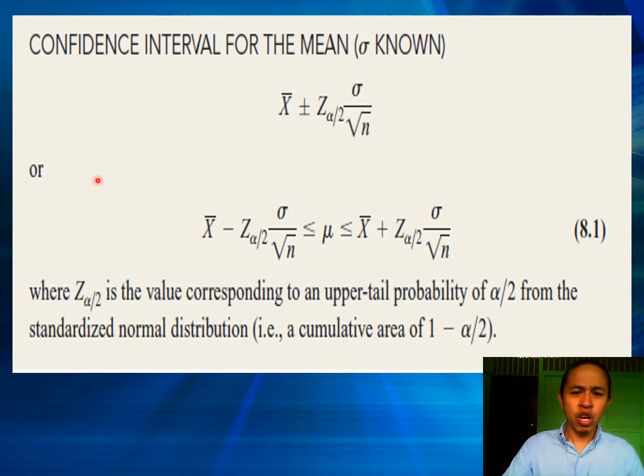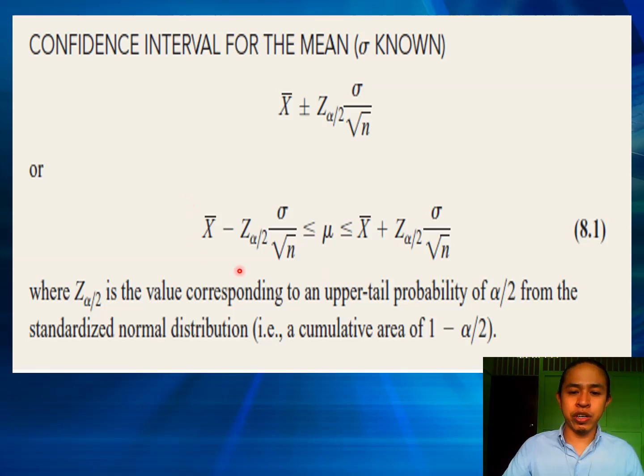Or to make it more specific, we have the sample mean minus, we start with the minus because that pertains to the lower tail, the z value of alpha divided by 2 times the standard deviation divided by the square root of n, is less than or equal to the population mean, and the population mean is less than or equal to the sample mean plus the z value of alpha divided by 2 times the standard deviation divided by the square root of n.